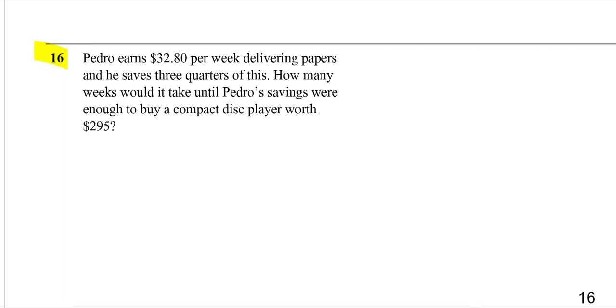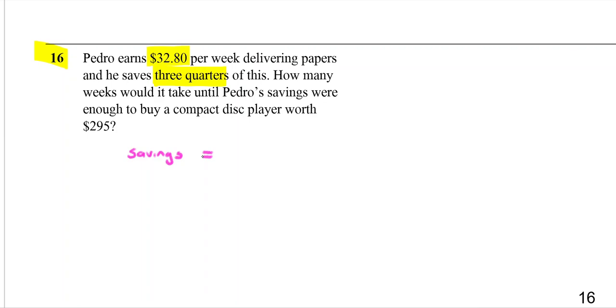$295. There's probably two calculations you want to do here. The first thing you want to do involves this number and the 3/4. My first thing to do is I want to work out how much he saves every time he gets paid. So his savings. What am I going to do with that $32.80 and the 3/4? Add, subtract, multiply, divide.